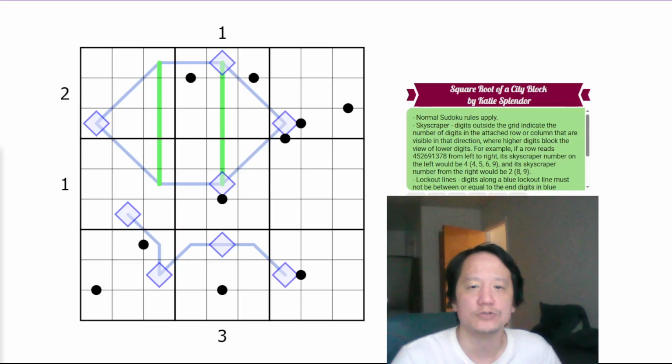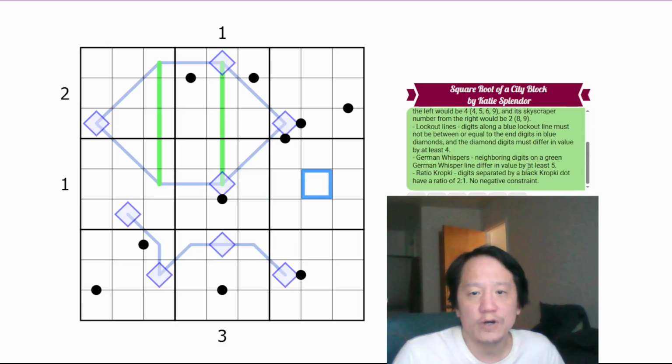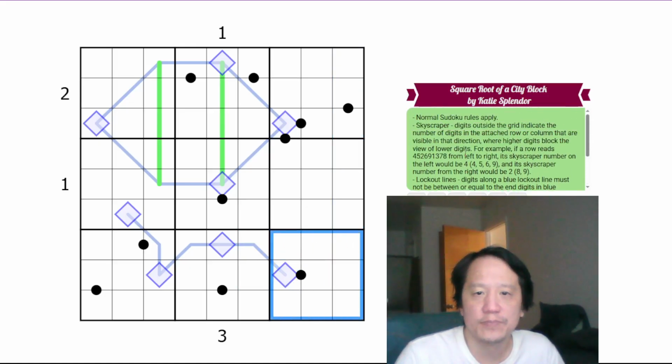And here are the rules. Normal Sudoku rules apply, which means in every cell in the grid, place a single digit from 1 through 9 such that there are no repeats in any row, column, or designated 9-cell region.